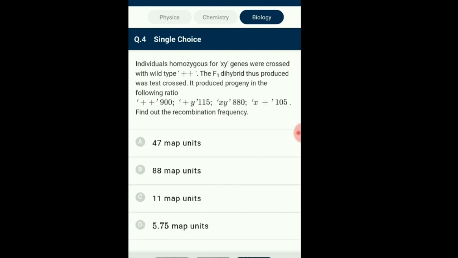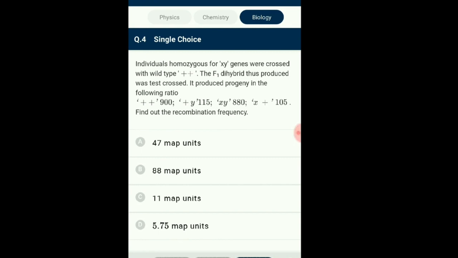Number 4. Individuals homozygous for X and Y genes were crossed with wild type plus. The F1 dihybrid thus produced was test crossed. It produced progeny in the following ratio: plus plus 900, plus Y 115, XY 880, X plus 105. Find out the recombination frequency.